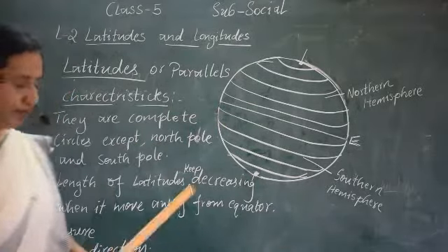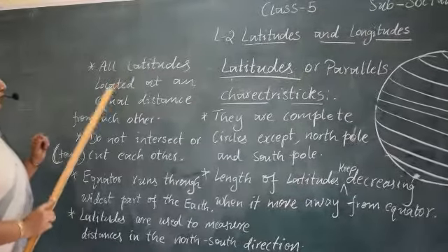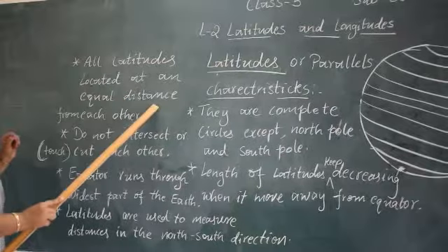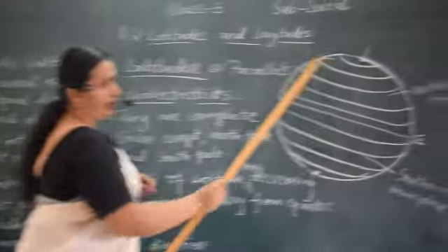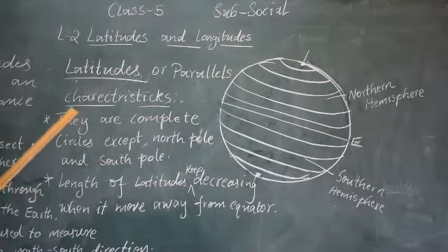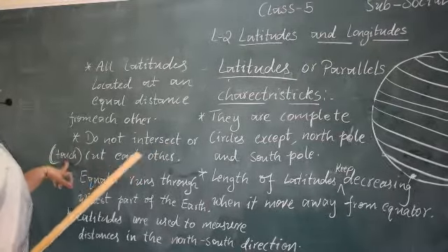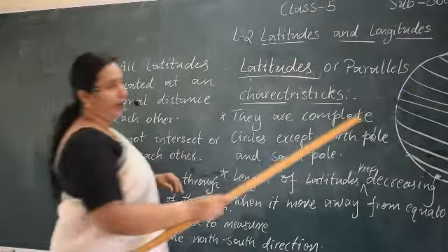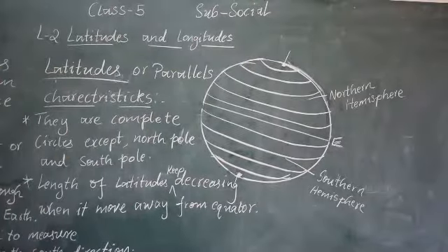Next point, third one I wrote here: all latitudes are located at an equal distance from each other. So all these latitudes are at equal distance, we can see. Fourth one, they do not intersect or touch. Do not cut or touch each other, or intersect each other.